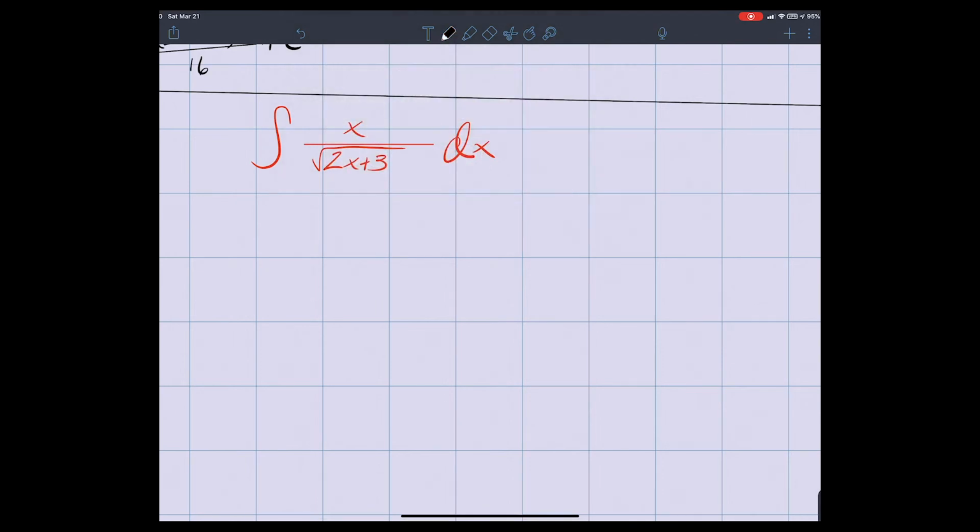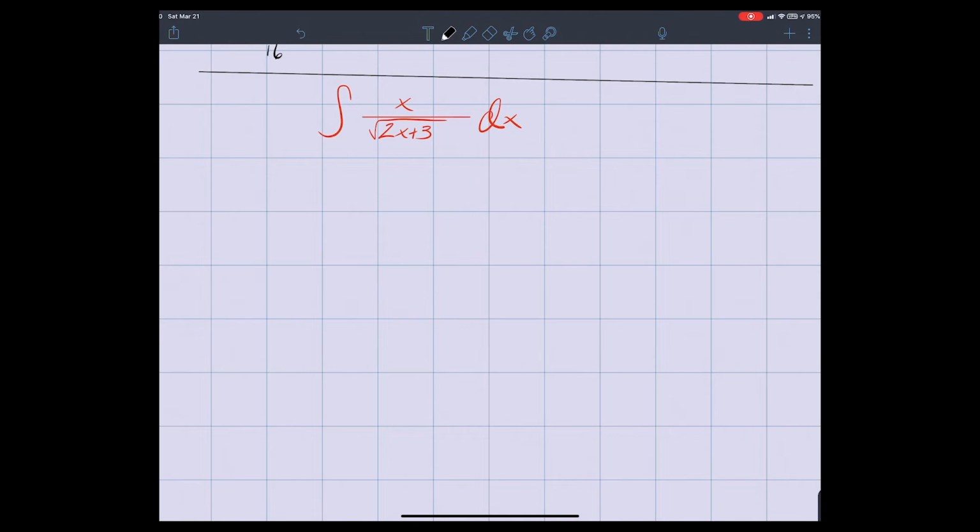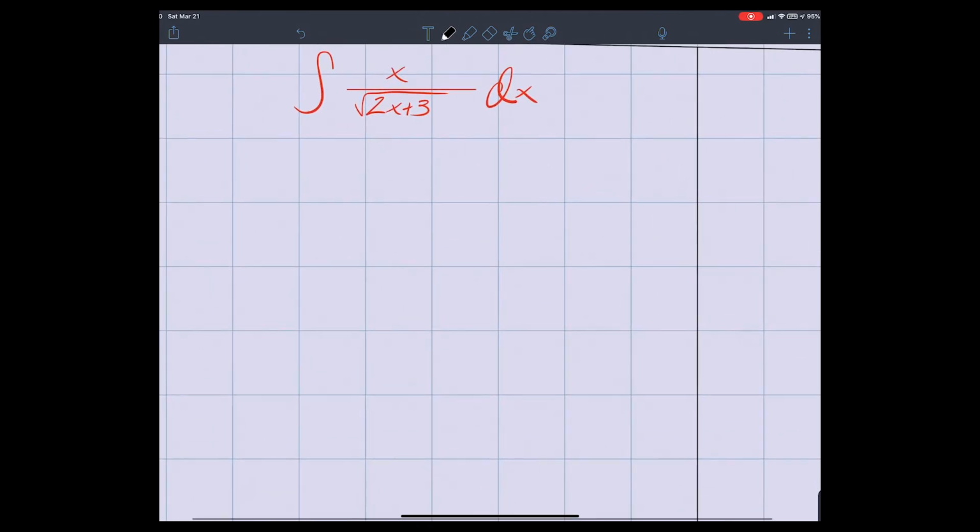I'm going to draw a box. First of all, I'm going to draw a box. And I'm going to label everything.